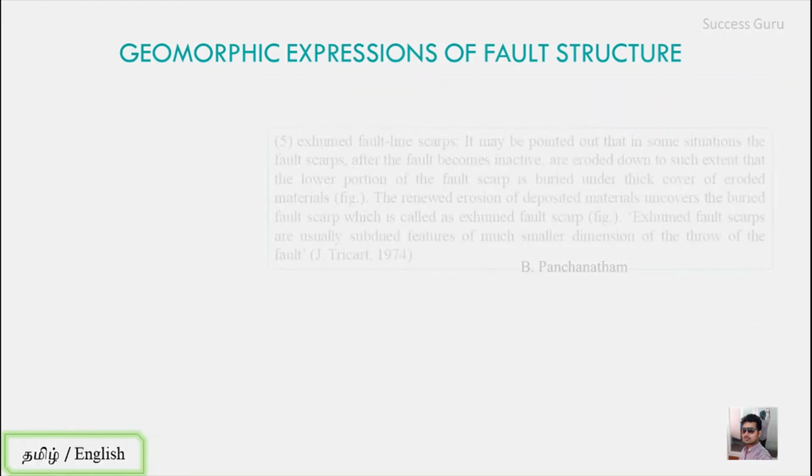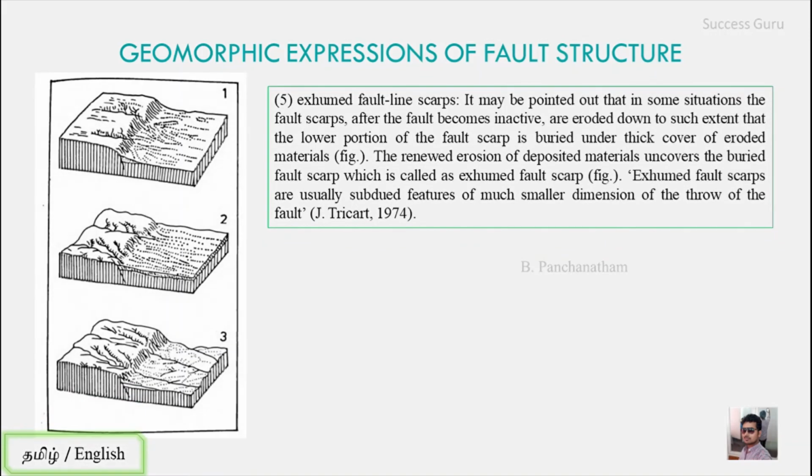Okay. So the last one is the exhumed fault line scarp. It may be pointed out that in some situations, after the fault becomes inactive, the scarp is eroded down to such an extent that the lower portion of the fault scarp is buried under a thick cover of eroded material. So you can see in the left side image, image number 1. The renewed erosion of the deposited material uncovers the buried fault scarp, which is called an exhumed fault scarp.